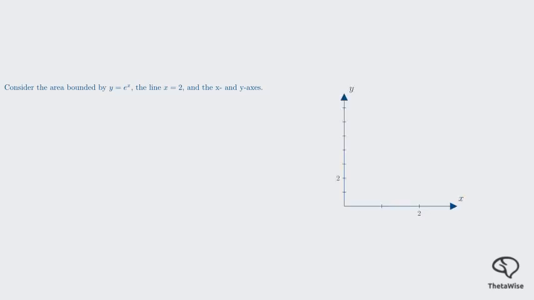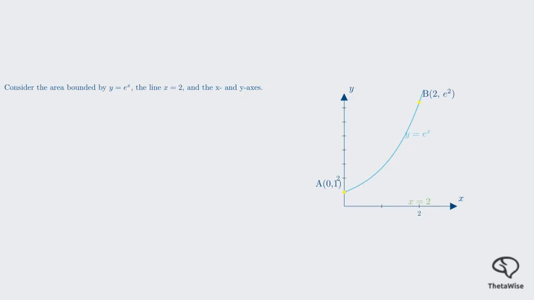First, we draw our coordinate axes. Then we plot the curve y equals e to the x. This curve starts at y equals 1 when x is 0, since e to the power of 0 is 1. It then grows exponentially. Next, we draw the vertical line x equals 2. This line cuts our curve at the point where x is 2.